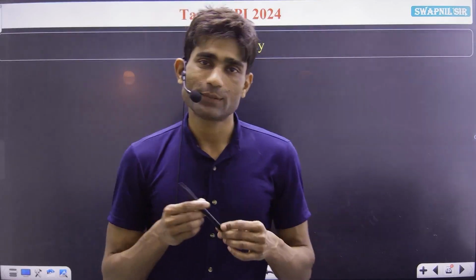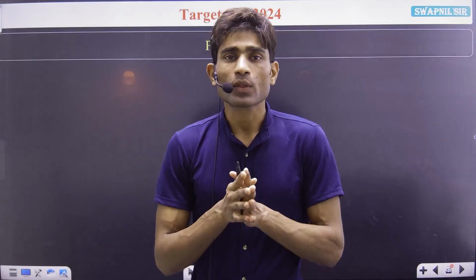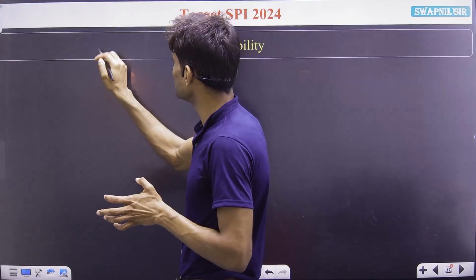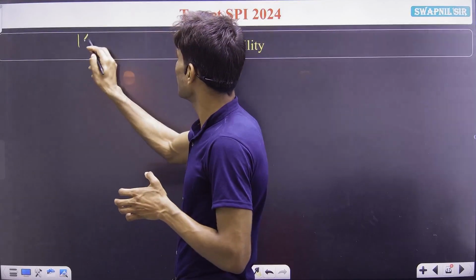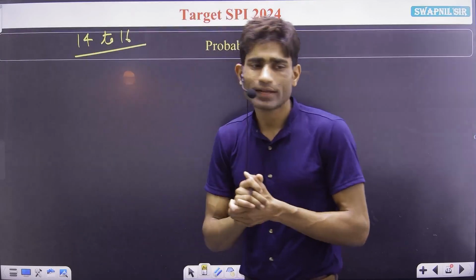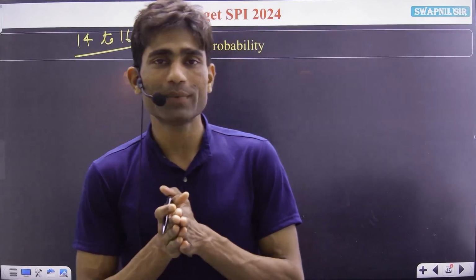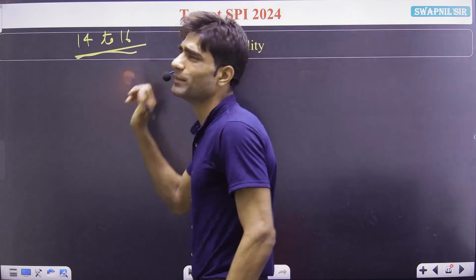Then at the end we go for solving some examples based on the SPI exam. In our SPI exam, the probability chapter carries near about 14 to 16 questions. So you have to be very careful about these questions, because all of them are very important.